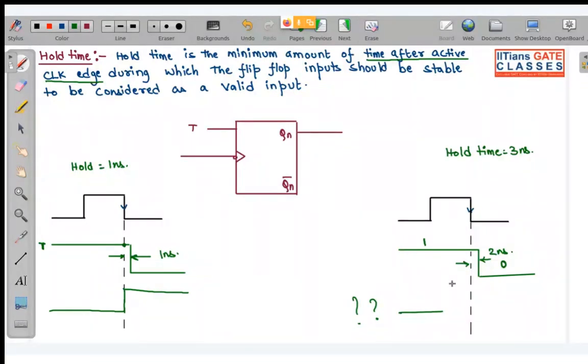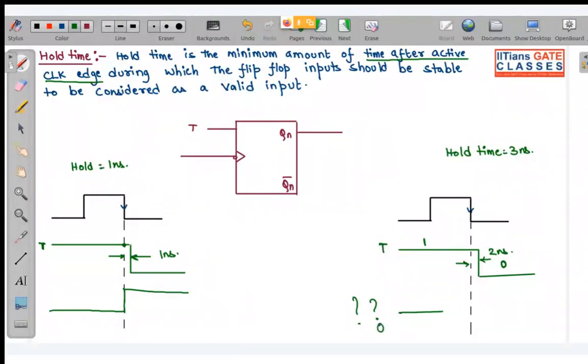Tell me if this is clear or not, the concept of hold time and setup time. Is this clear? Yes, tell me, Piyush. In this case, when this 2 nanosecond is less than 3 nanosecond, we have to write the Qn as don't care.